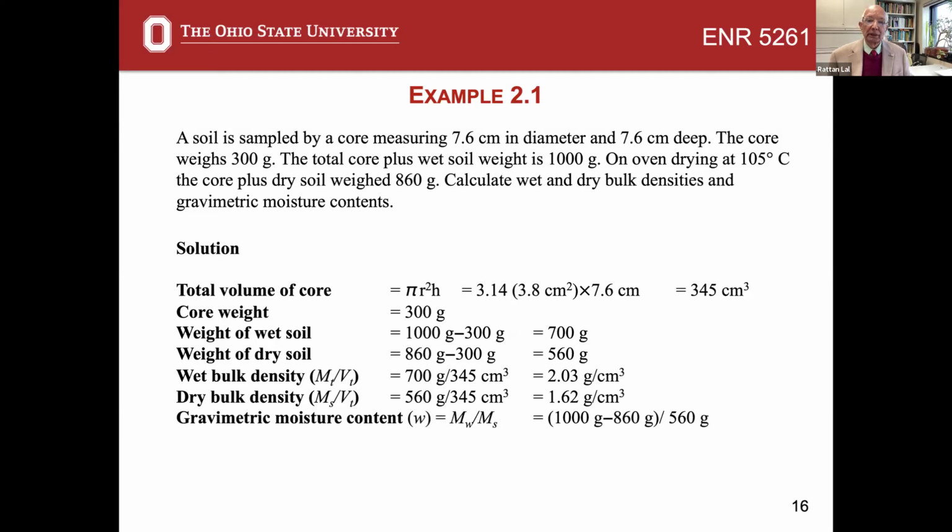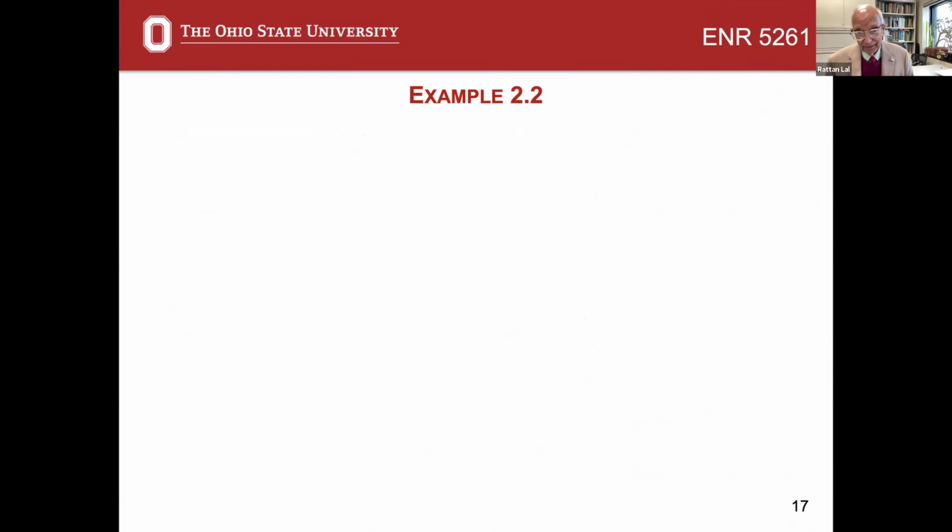Then we calculate gravimetric moisture content, mass of water over mass of solid. So that is 1000 gram minus 860 gram divided by mass of solid 560. And you get 140 gram divided by 560 gram. Gram and gram will cancel and you will get a dimensionless unit.